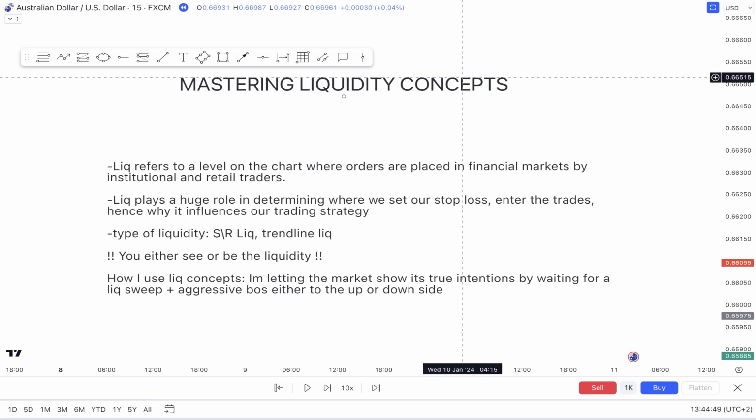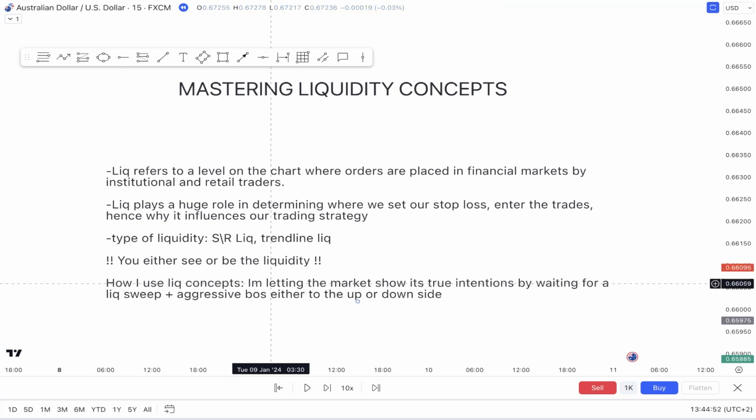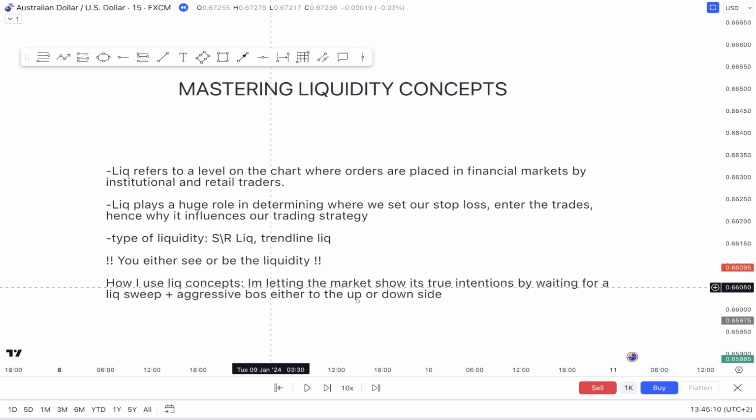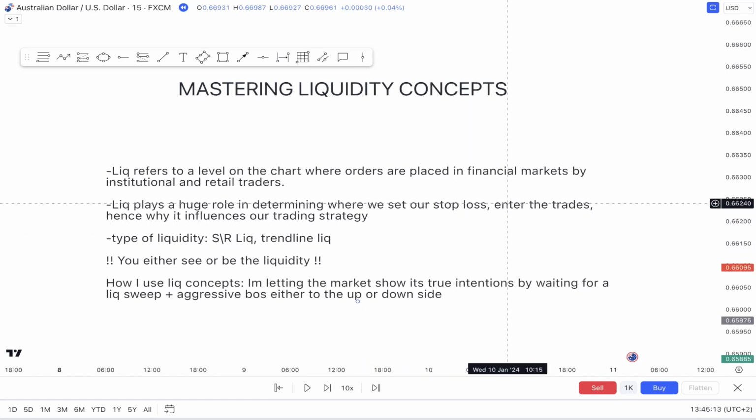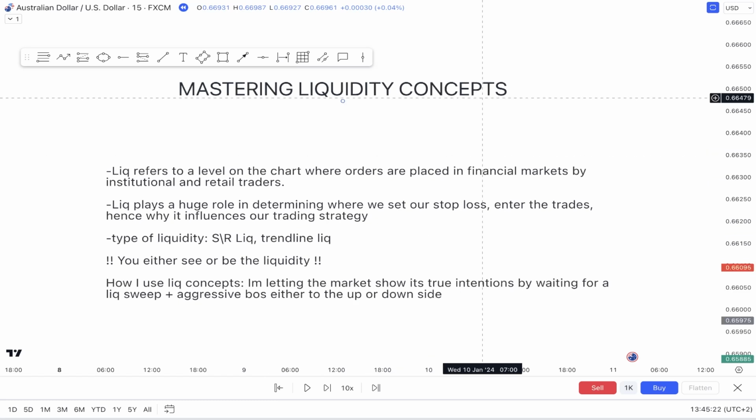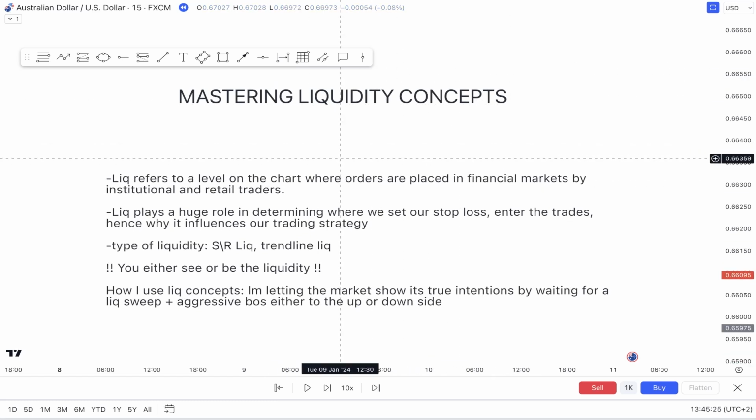Before we get into that, I want to tell you all a short definition of how I personally use liquidity concepts. I use liquidity concepts every single day because it is a main pillar in my trading system. Basically, the way I use liquidity concepts is this. I'm pretty much letting the market show its true intentions by waiting for a liquidity sweep plus an aggressive break of structure either to the up or downside. So in a nutshell, this is the definition of liquidity concepts, and this is how I personally use them on a day-to-day basis.